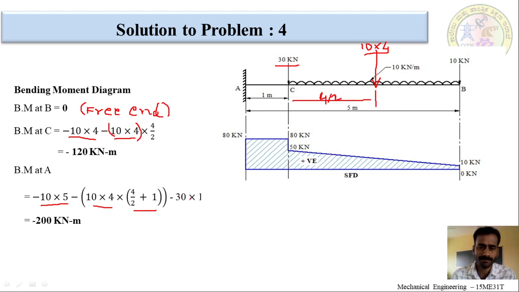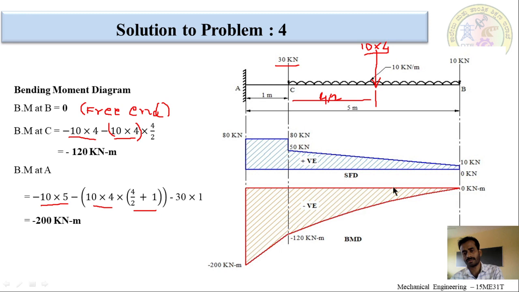Again minus this load. So, 30 kilonewton load, which is at a distance of 1 meter from point A, as we are considering the bending moment about A. So, we have to take the load into distance from A, that is minus 30 into 1, okay, which is equal to total after calculation it will be minus 200 kilonewton meter. Okay. By considering all the values, we will draw a bending moment diagram. So, this will be the bending moment diagram, that is bending moment at B is 0 and bending moment at C is minus 120 and bending moment at A is minus 200.